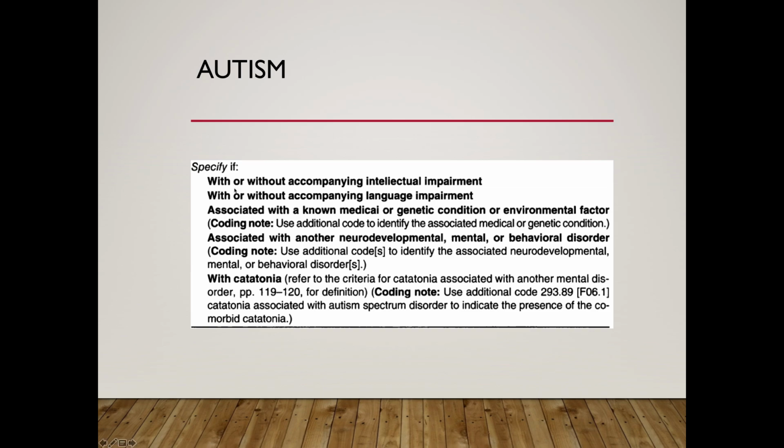We also specify, now look at this, very different from other diagnoses, with or without accompanying intellectual impairment, with or without language impairment. Right, so that means whether or not they have it, you're gonna specify, right? Is it associated with another neurodevelopmental, mental, or behavioral disorder? So if someone has that rocking, they might also be diagnosed with stereotypic movement disorder, associated with a known medical or genetic condition, and then with catatonia, which you may remember from the schizophrenia and depression lectures.